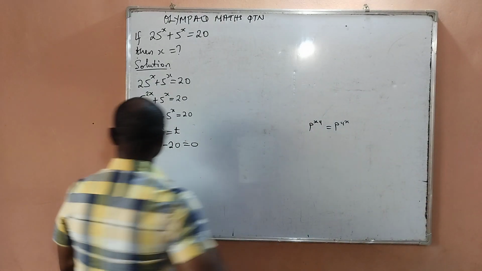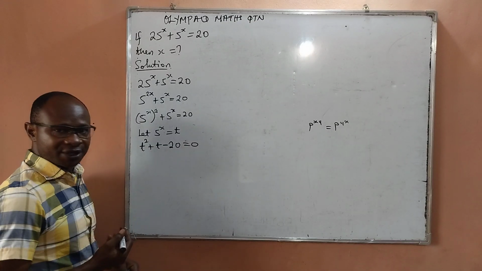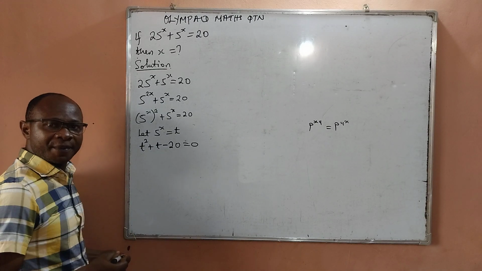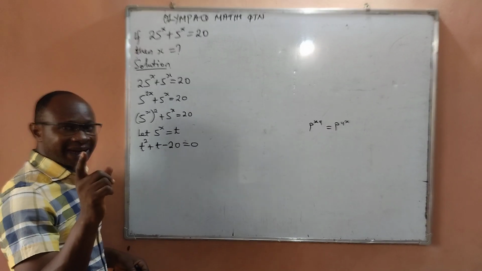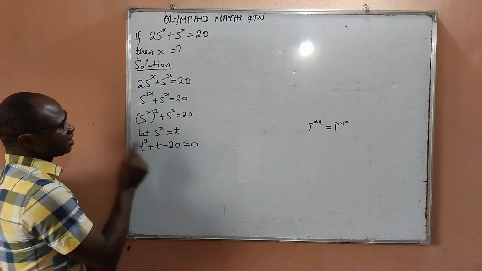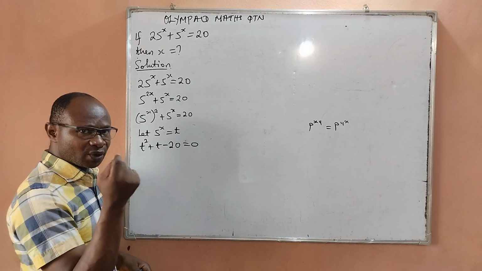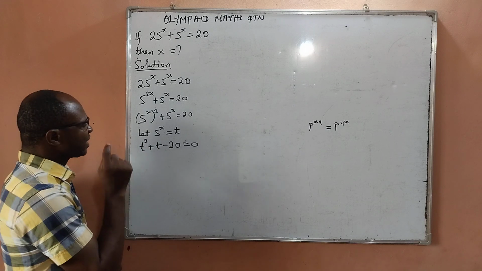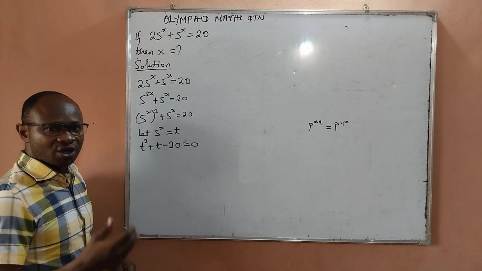Now, by factorization method, what I will do is to find two numbers that I will multiply to get minus 20. And when I add the same two numbers, it will give me plus 1, that is the coefficient of t here. So when I multiply the two values that I am looking for, it will give me minus 20, and when I add them, it should give me plus 1. This is the method of factorization.